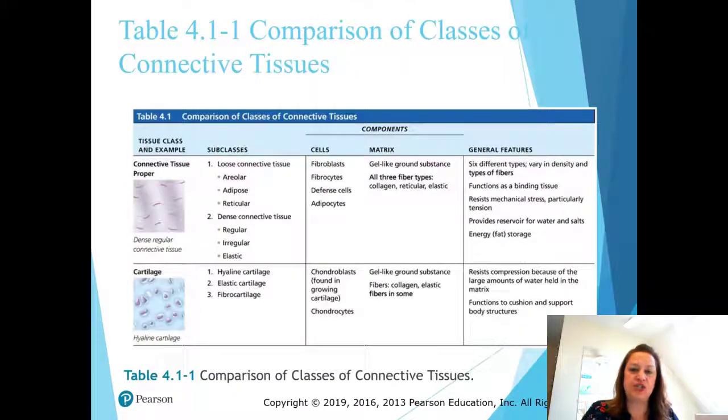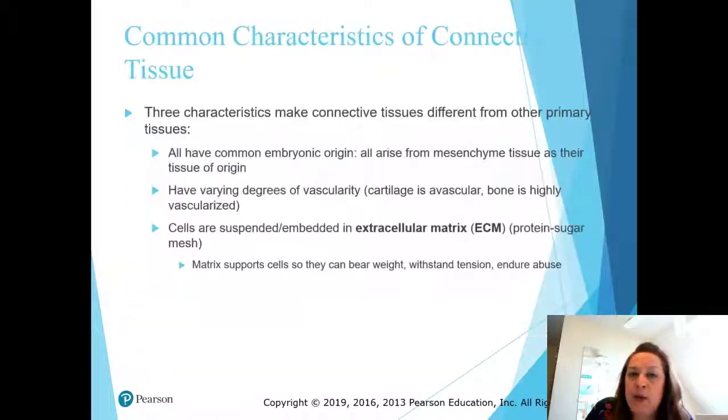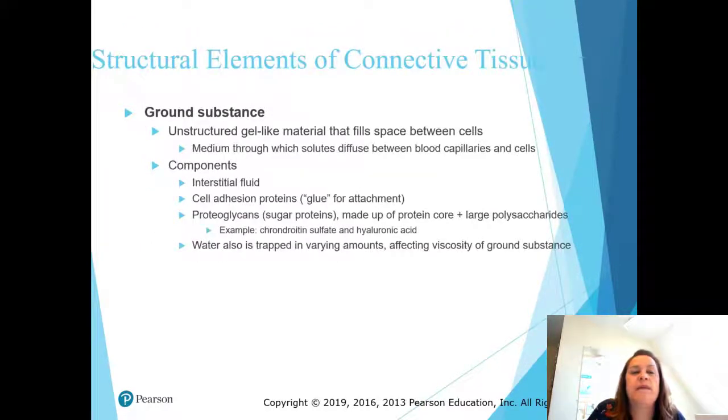I skipped these two comparison tables, and this is good to come back to when you want to get an overall sense, right? Table 4.11. You can find this in your book. You can find it on Mastering. And it basically gives you connective tissue proper, cartilage, bone, and blood. Tells you about the cells, the matrix, and the ground substance. So you can come back to this. I'm not going to review it now because we're going to go over each cell type in very much detail.